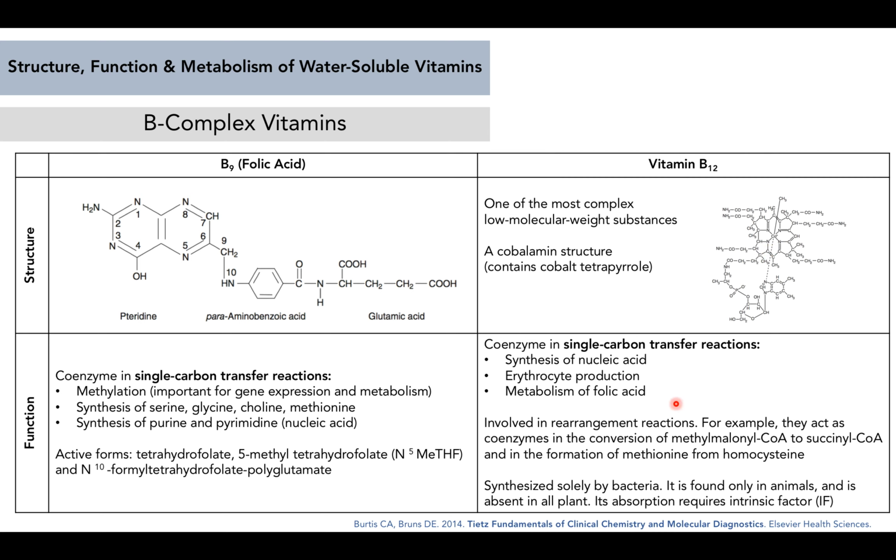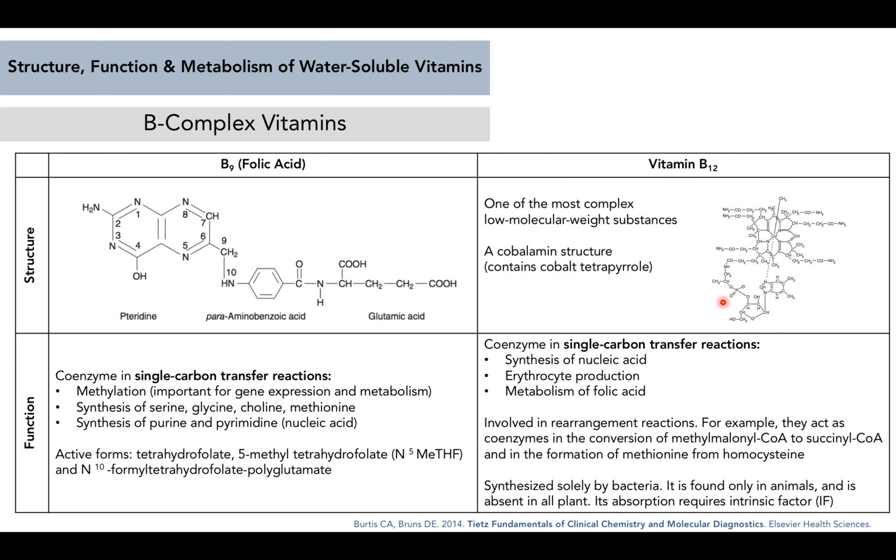Now, just like B9, it's also involved in single carbon transfer reactions like synthesis of nucleic acid, erythrocyte production, and metabolism of folic acid itself. It's also involved in several rearrangement reactions. And another interesting thing about this vitamin is it's synthesized solely by bacteria. So we can't find this vitamin in plants. We can only find it in animals, which is why vitamin B12 deficiency is very prevalent in vegans or vegetarians, because they mostly rely on plants in their diet.